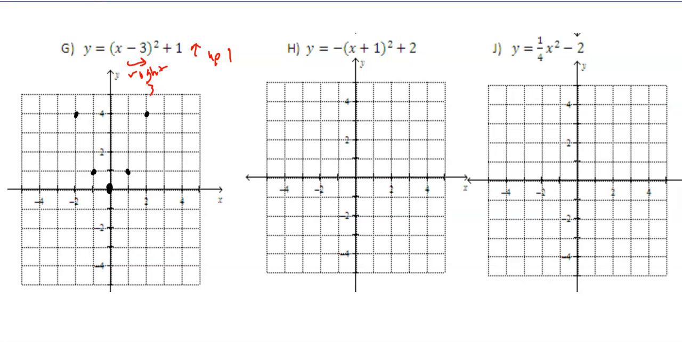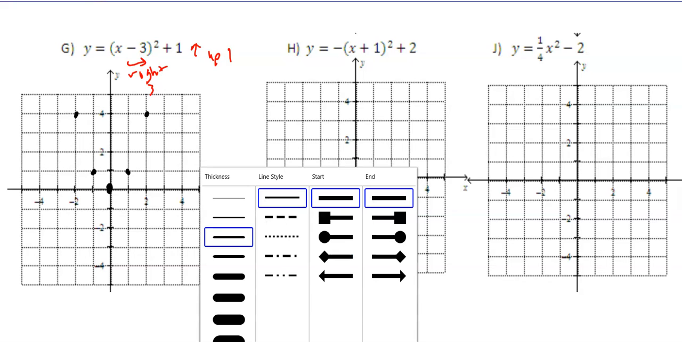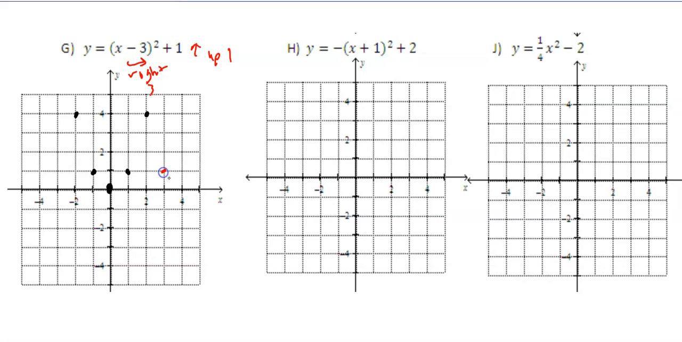And we're going to move those to the right 3 and up 1. So this vertex goes to the right 3 and up 1. That's my new vertex there. To the right 3, up 1. To the right 3, up 1. To the right 3, up 1. And to the right 3, up 1. So I've got my parabola. Go and draw it.